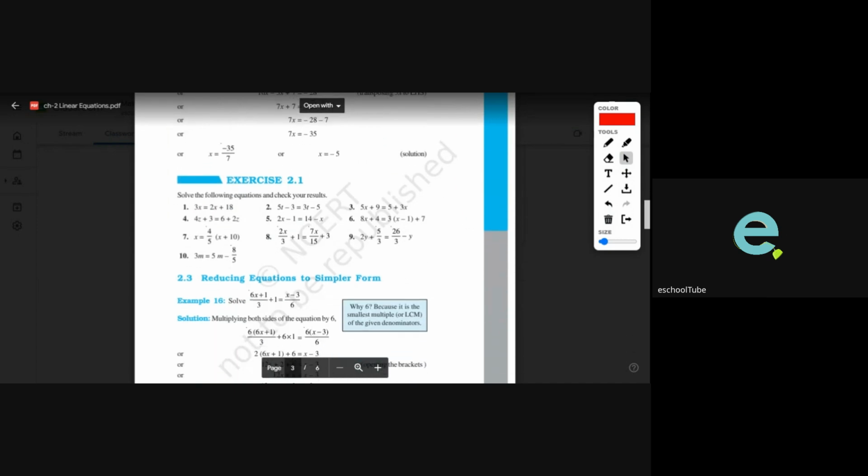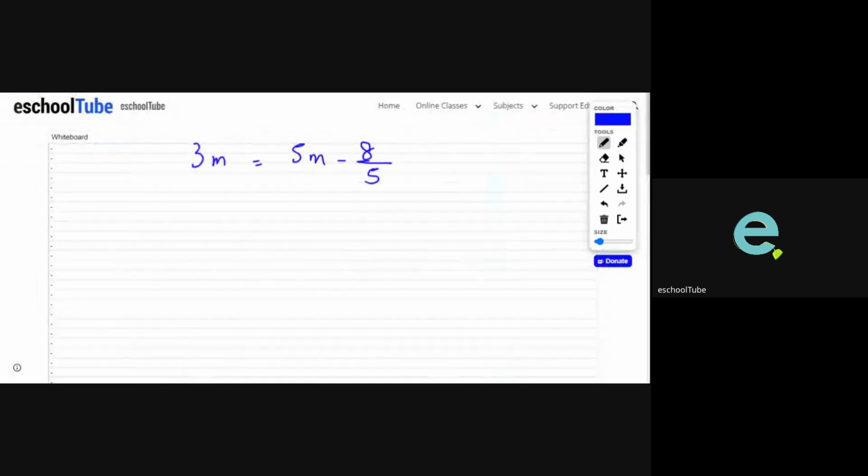Let's do a few questions. For example, 10. 3m is equal to 5m minus 8 upon 5. Write this question in your notebook.